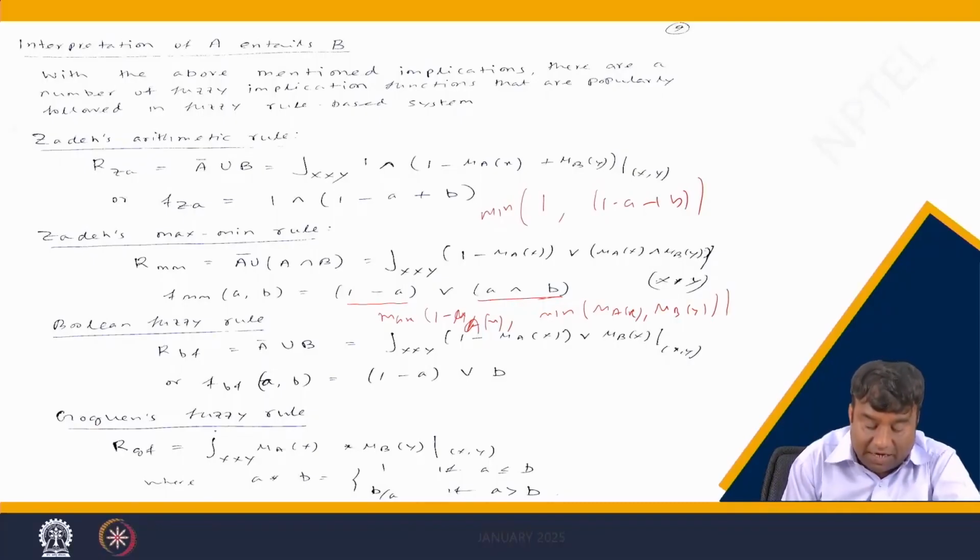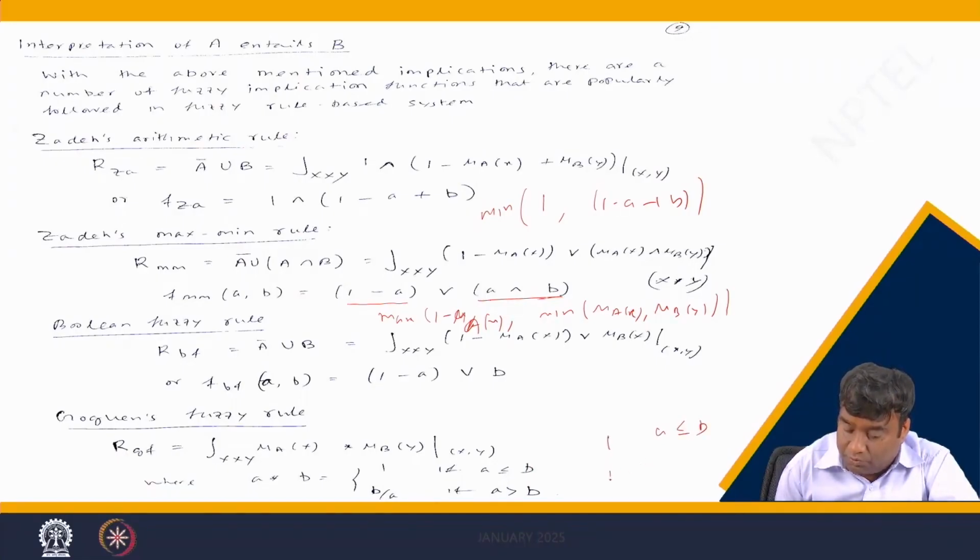Then Gaines' fuzzy rule R_GF is equal to 1 if A is less than or equal to B, and equal to B by A if A is greater than B.